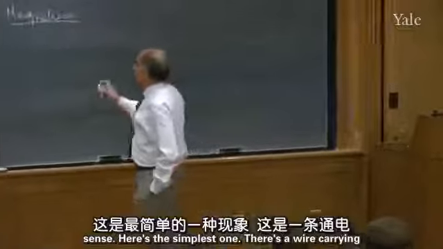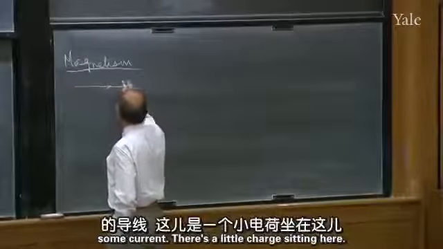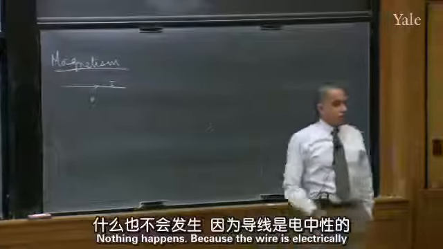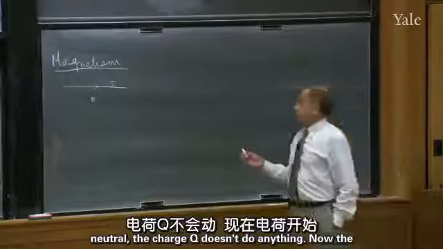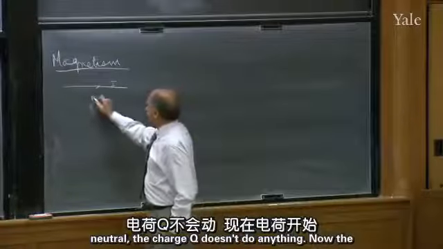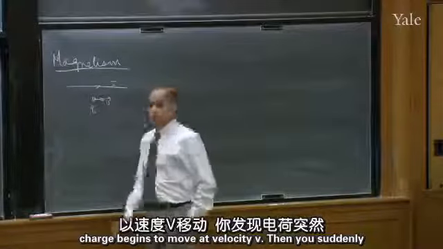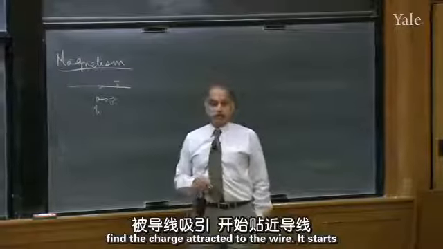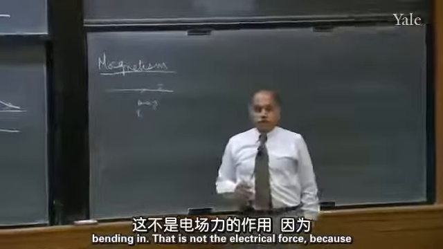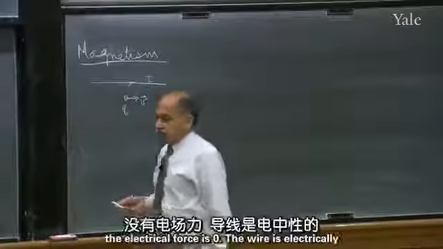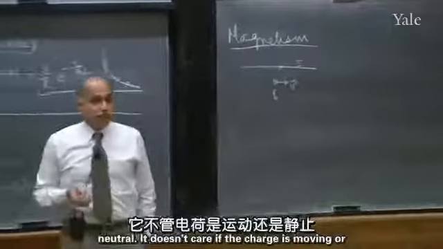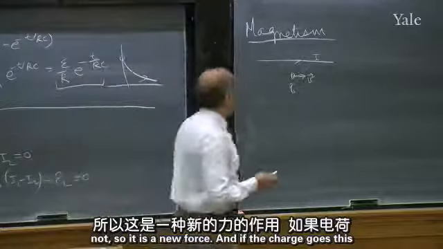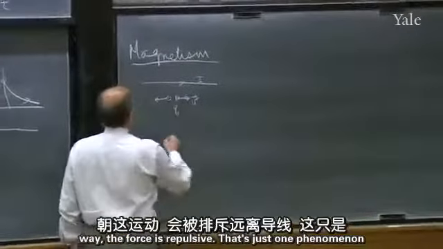Here's the simplest one. That's a wire carrying some current. There's a little charge sitting here. Nothing happens because the wire is electrically neutral. The charge Q doesn't do anything. Now the charge begins to move with some velocity v. Then you suddenly find the charge is attracted to the wire. It starts bending in. That is not the electrical force, because the electrical force is zero. The wire is electrically neutral. It doesn't care if the charge is moving or not. So it is a new force. And if the charge goes this way, the force is repulsive.